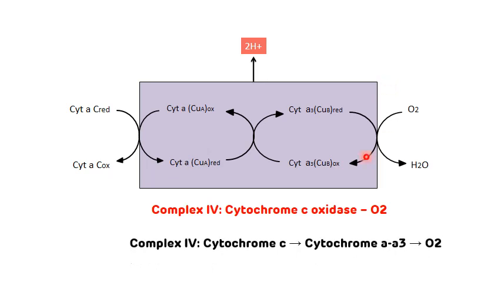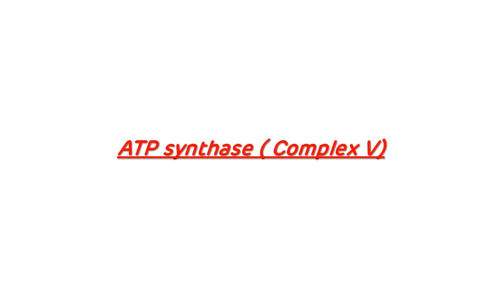So the flow of electrons is cytochrome C, cytochrome AA3, and molecular oxygen. Now the main complex concerned with the synthesis of ATP is called the ATP synthase complex. And this ATP synthase complex is mainly concerned with the chemiosmotic theory. This chemiosmotic theory was given by Peter Mitchell.